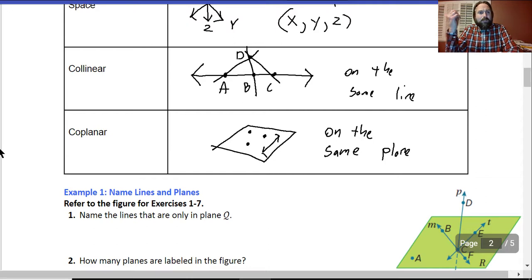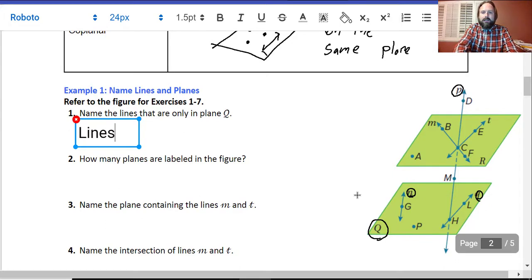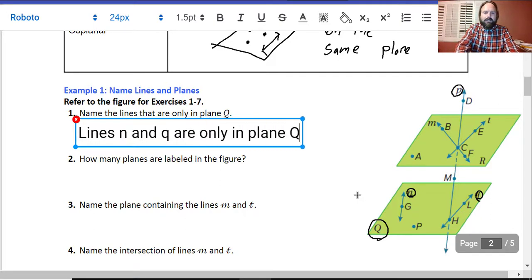So now we're going to go on and do a couple of these problems, and I'm going to leave some of them for you to do. So example one, name lines and planes. It says name the lines that are only in plane Q. So I look at this and I'm like, all right, which one is plane Q? Well, I see this one. I'm going to call this line P. Line P is on both planes, so I won't use that. But I see that I have line N and line Q. So I use my handy dandy text box and I would state, hey, lines N and Q are only in plane Q. There we go.